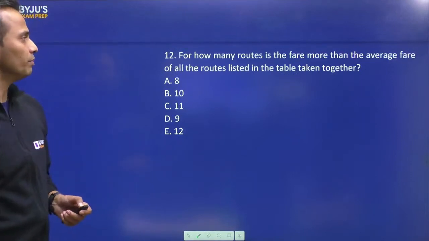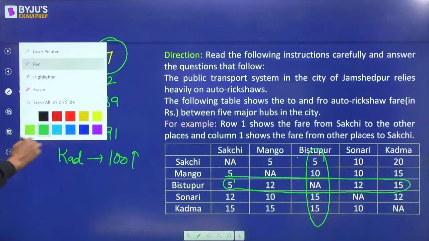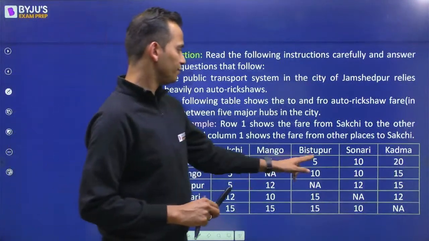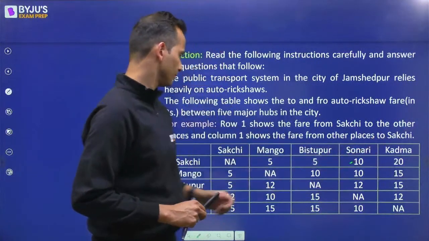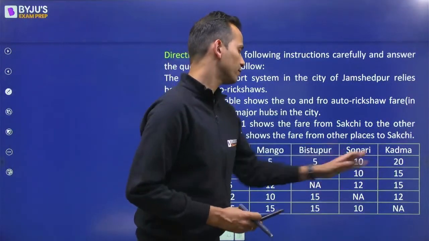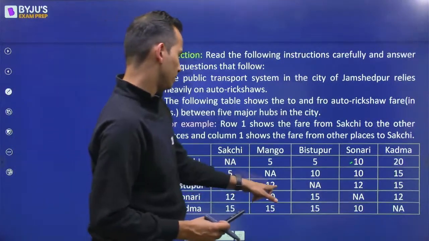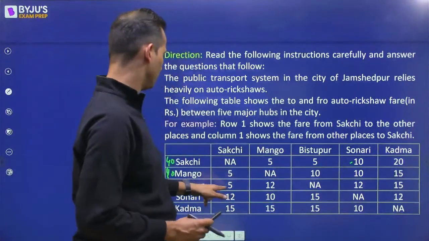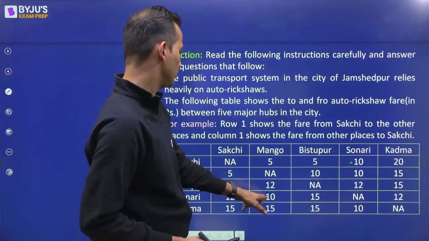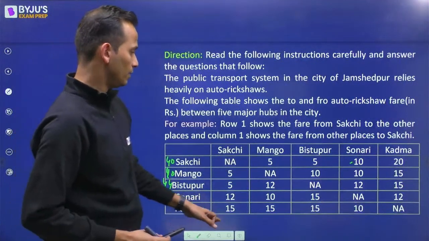So I'll go to the table. Let's calculate the average of all these fares which are listed in the table. So I'll add all these numbers which are given in the table. 5, 10, 20, 40. 5, 15, 25, and 40 again. 24, 39, 44, 22, 37, 49 and 55.